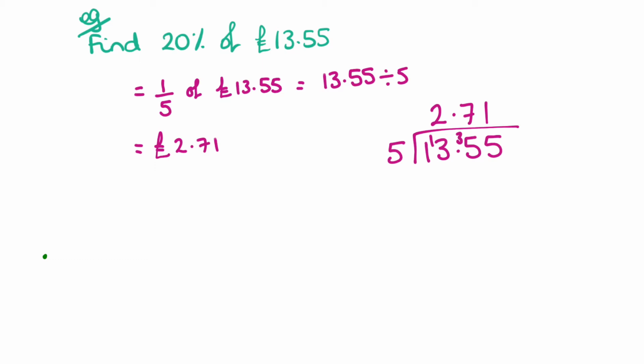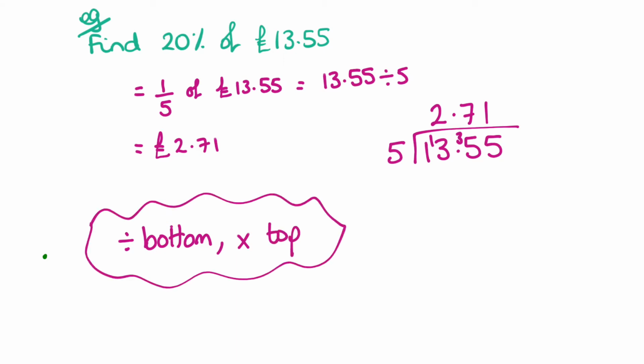So remember, you just find the equivalent fraction and then you work it out. You work out the fraction of the amount. And remember the rule, to find a fraction of an amount, you divide by the bottom and times by the top. So remember that rule for finding a fraction of an amount.